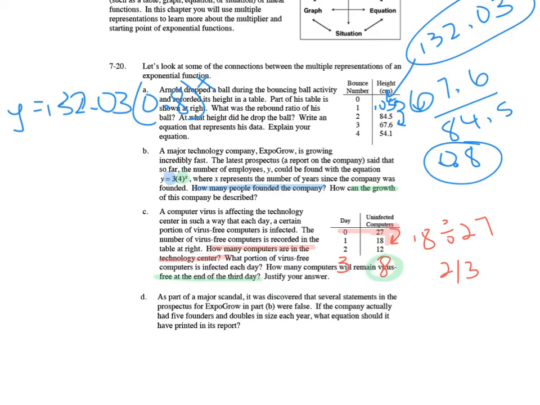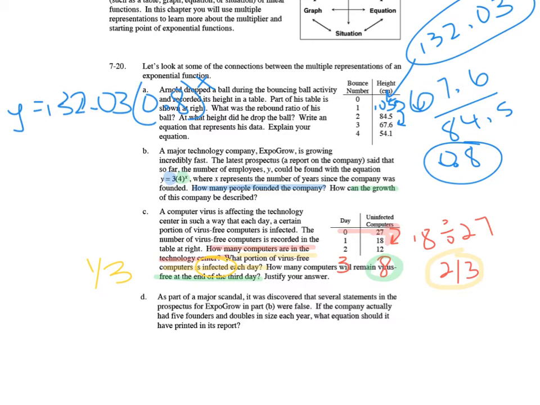The last question that we skipped over is, what portion of virus-free computers is infected each day? So this 2/3 represents the uninfected computers, which means to answer the question, we actually have 1/3 that are getting infected each day.